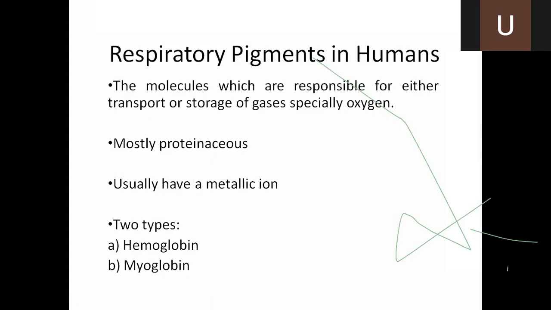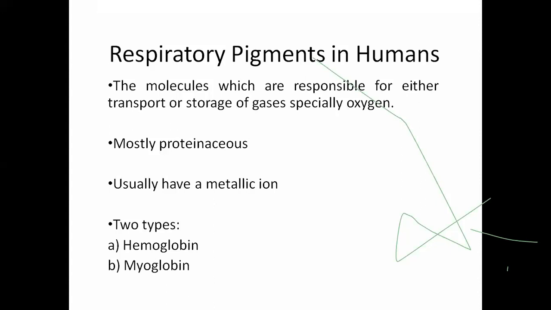Now, the respiratory pigments in humans are basically the molecules which are responsible for either transport or storage of gases, especially oxygen. That is, how oxygen is transported from lungs to the cells and tissues. Here there are two points, transport and storage. If a pigment or a molecule is storing oxygen in those cells or tissues, that is also called a respiratory pigment.